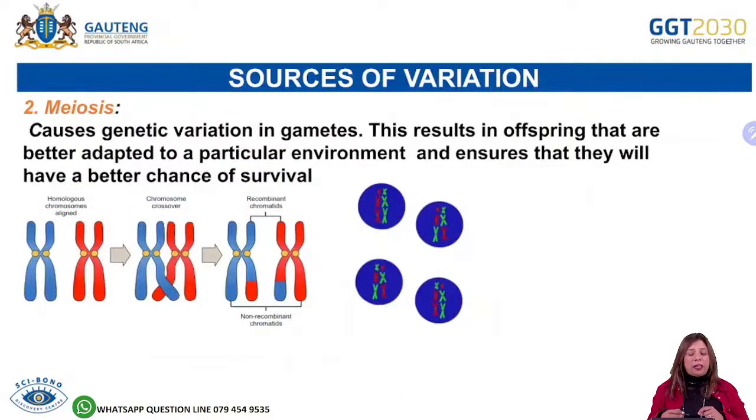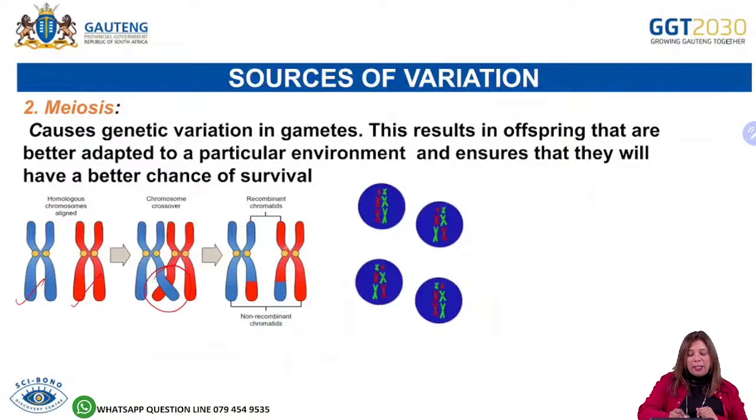Other sources of variation is meiosis. This is something that we have done in grade 12 already. When we did meiosis, we know crossing over, you can see the diagram. There's the paternal, we'll just say paternal because it's blue, and there's the maternal homologous chromosome. And what happens? Crossing over occurs. That means the chromatids start to touch each other.